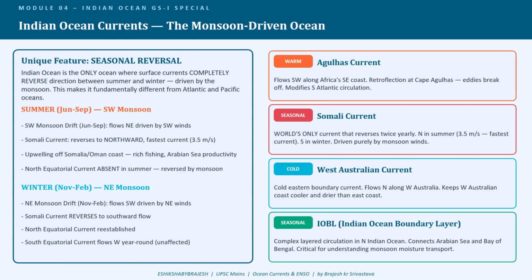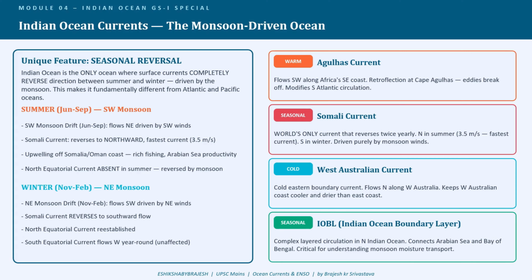During winter, November to February, the northeast monsoon winds reverse, blowing from the northeast toward the southwest. The surface currents reverse accordingly to form the northeast monsoon drift flowing southwestward. The Somali current reverses to flow southward. The north equatorial current is re-established.